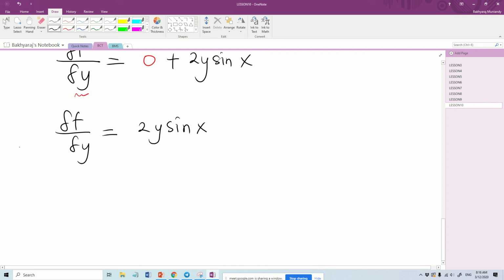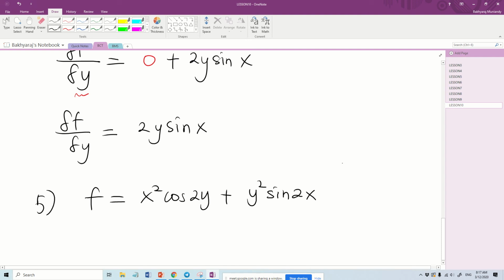Okay, number 5. Let's say I give you the function f equals x squared cos 2y plus y squared sine 2x. Okay, I want to differentiate with respect to x.